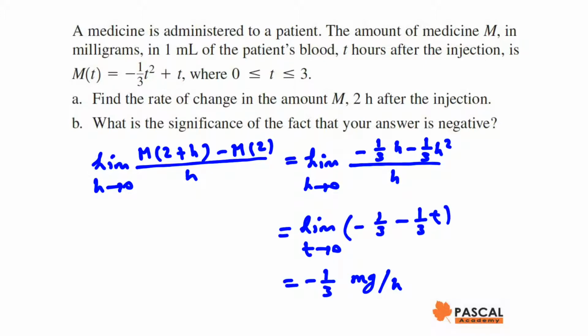The amount of medicine in 1 milligram of blood is being reduced through the system. That's why the answer is negative.